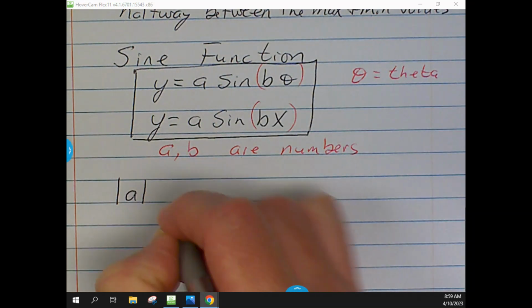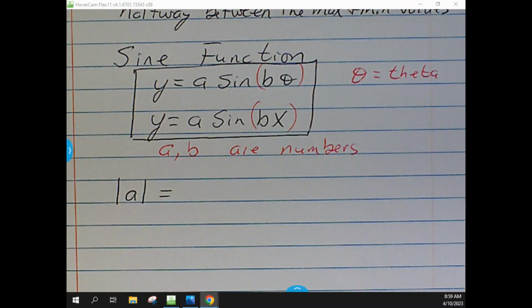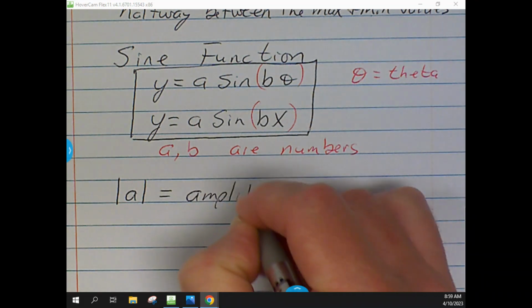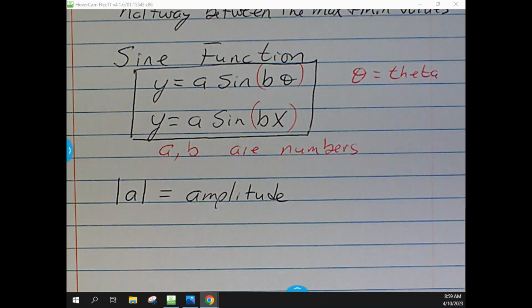Okay, so here's where we get all the numbers from this. The absolute value of A is the amplitude.